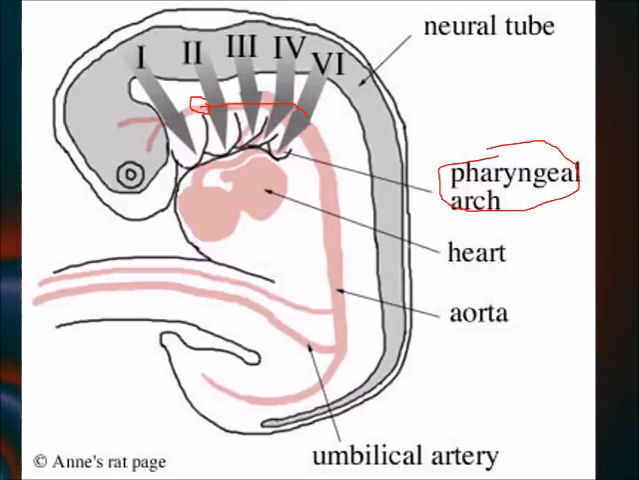These arches are number 1, 2, 3, 4, and 6 in humans. Number 5 is missing in humans. We see it in lower vertebrates. So these are 5 on each side of the developing embryo. This process in the front is called the frontonasal process, and here you can see the heart.